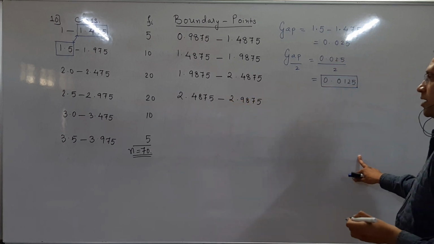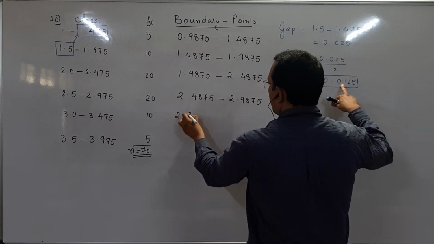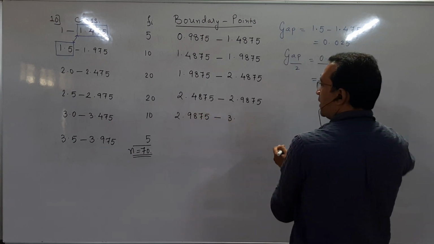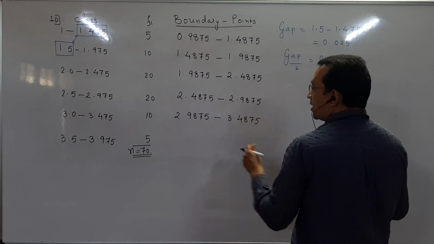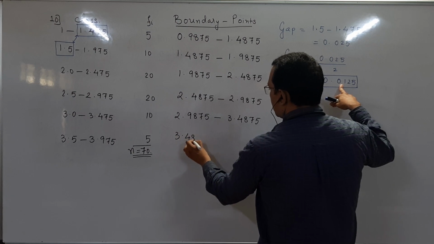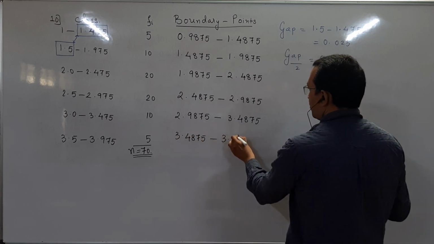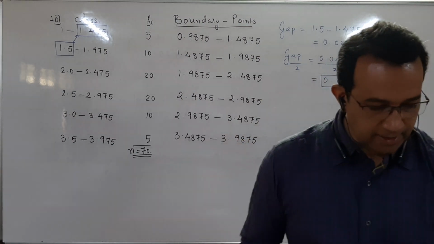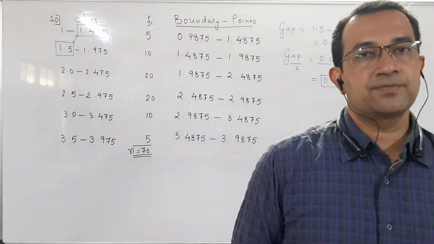We will get 2.9875. Again, from the lower limit subtract half of the gap, so 2.9875, and to the upper limit add half the gap, so we will get 3.4875. Again, from the lower limit subtract this, so 3.4875, and the upper limit will give 3.9875. So this will give us, students, the boundary points.